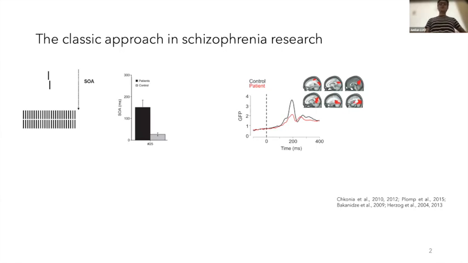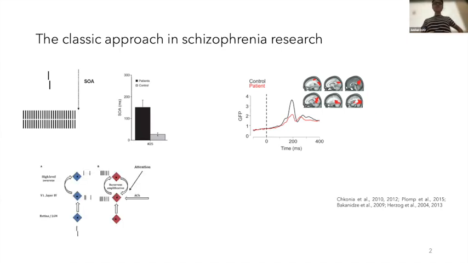So this behavioral impairment was also associated with reduced amplitudes in the brain. So this is measured with EEG. And you can here see that patients have less brain amplitude around 200 milliseconds. And this was associated with some top-down mechanism of enhancement of information.